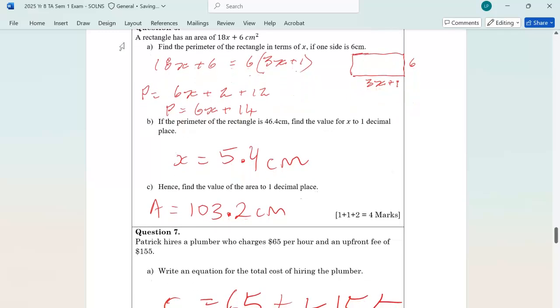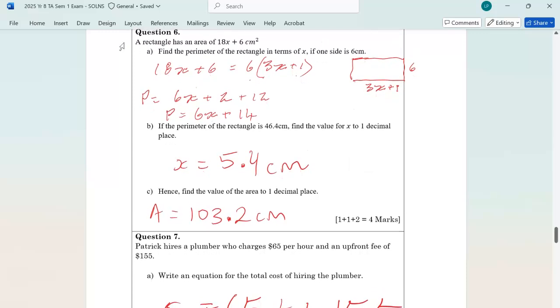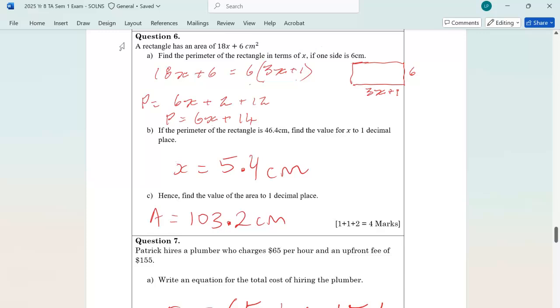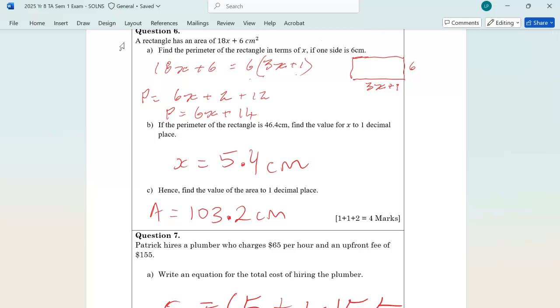There we go. And then if the perimeter is 46.4, find the value of x. So you just substitute: 6 times 5.4 plus 14. So you find the value of x, all right? Then x equals 5.4. Find the value of the area to 1 decimal place, which is 103.2, I should say. Area: 18 times 5.4 plus 6.